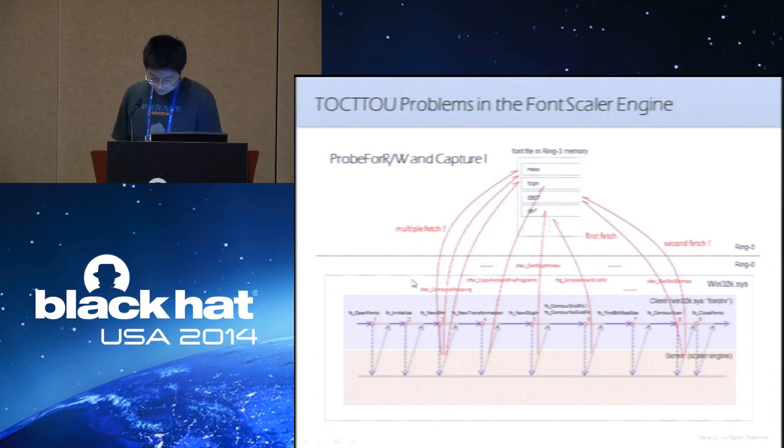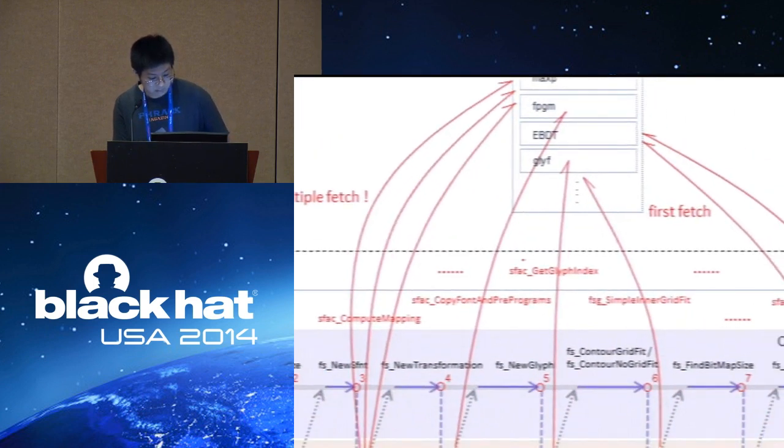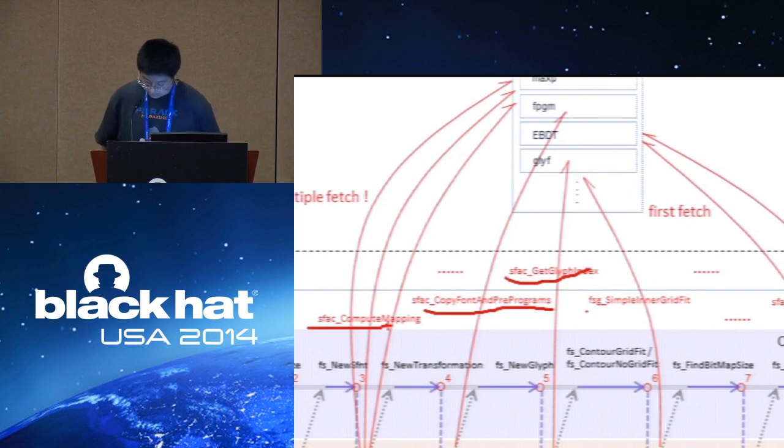Let's use this picture to illustrate the TOCTTOU problem in the font scaler. The interface FSAC, okay, it's here. The FS routine in the font engine will directly read user mode font data through a callback. That means the function needs to be aware of what it is doing here. Otherwise, it will lead to consequences.